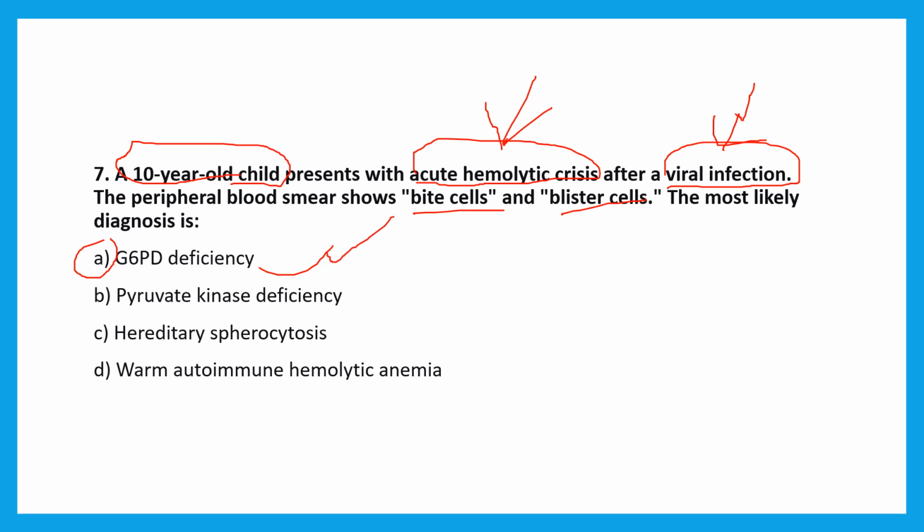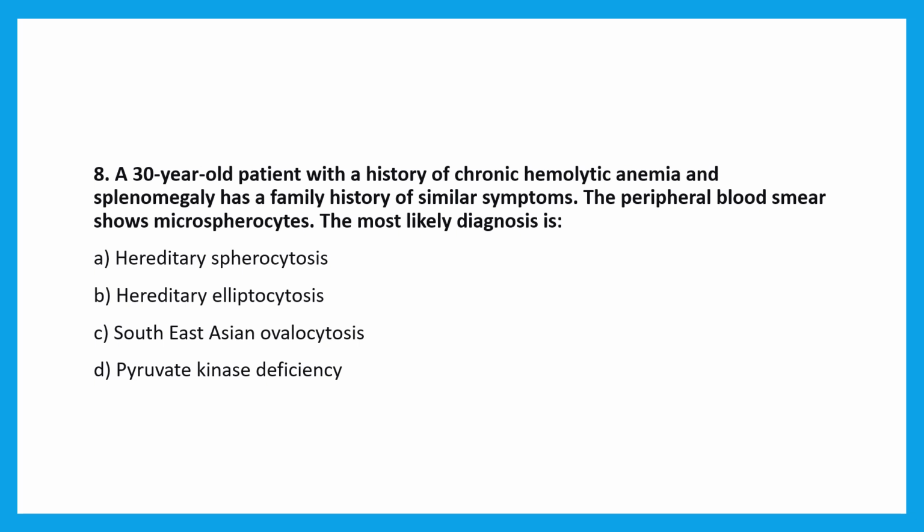Okay, question number 8. A 30-year-old patient with a history of chronic hemolytic anemia. They have chronic hemolytic anemia and also splenomegaly, with a history of similar symptoms. The peripheral blood smear shows what? Microspherocytes. What do you think is the correct answer?